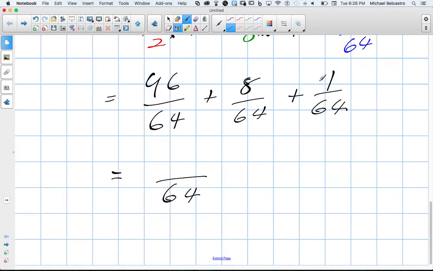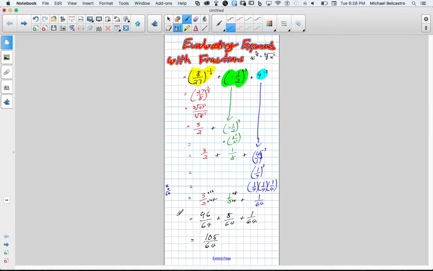And now we're just adding these values. 8 plus 1 is 9. 9 plus 96 should be 105. So our answer to this complex looking question is 105 over 64. And then we could reduce the fraction and such if it's possible, but this is essentially the answer you're looking for. Okay.